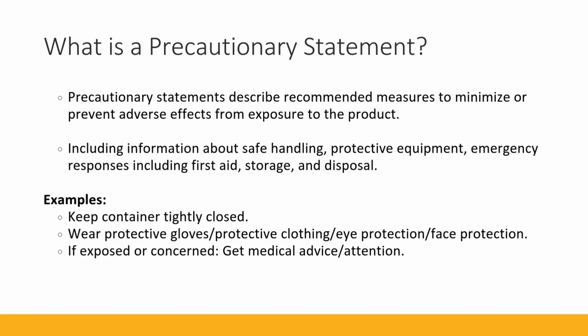Precautionary statements must also be included on labels. Precautionary statements describe recommended measures to minimize or prevent adverse effects from exposure to the product. They also include information about safe handling, protective equipment, emergency responses including first aid, storage, and disposal. Examples include: keep container tightly closed, wear protective gloves, protective clothing, eye protection, face protection. If exposed, get medical attention.